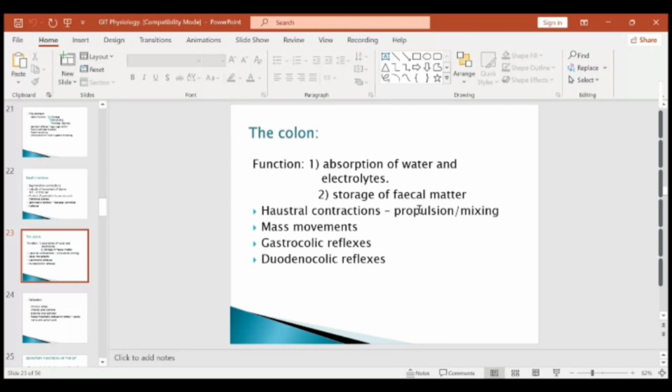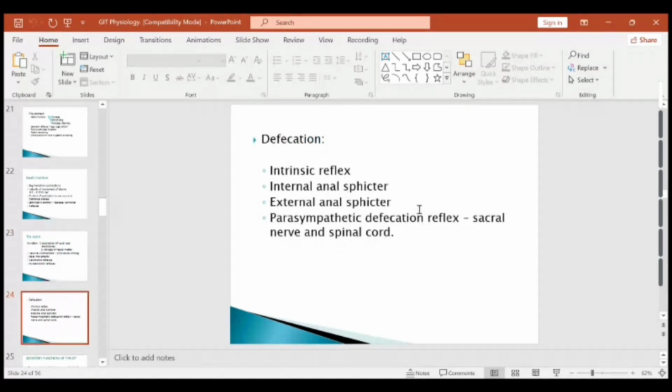And then we have the gastrocolic reflexes and duodenocolic reflexes, which communicate back to the stomach and to the duodenum respectively, depending on what is available in the colon. An example in babies of the gastrocolic reflex is that once a baby feeds, they immediately have a desire to pass stool. It is because of these gastrocolic reflexes: the stomach is full, and that sends a reflex into the colon to cause contractions in the colon, and the defecation process happens.